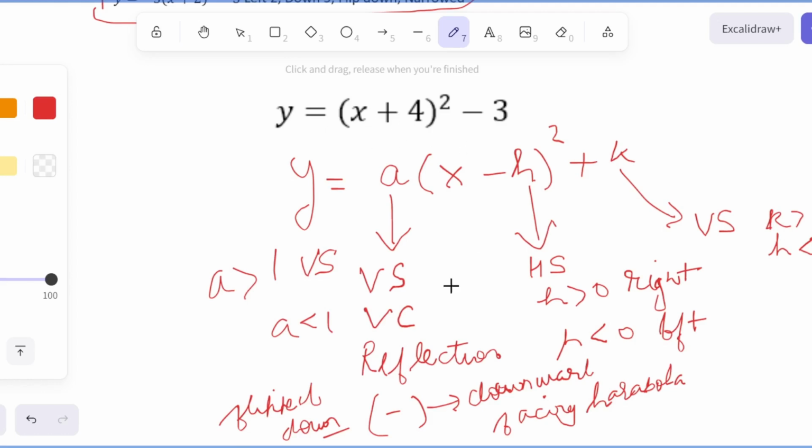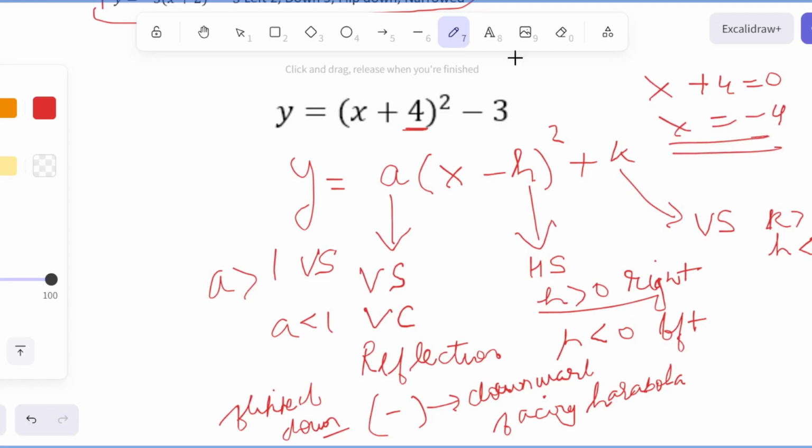So tell me, Nitin, what is the horizontal shift here? The horizontal shift here, if you see, is 4 units. You can put this equal to 0, so x plus 4 equals 0, so x equals minus 4. It's towards the left.